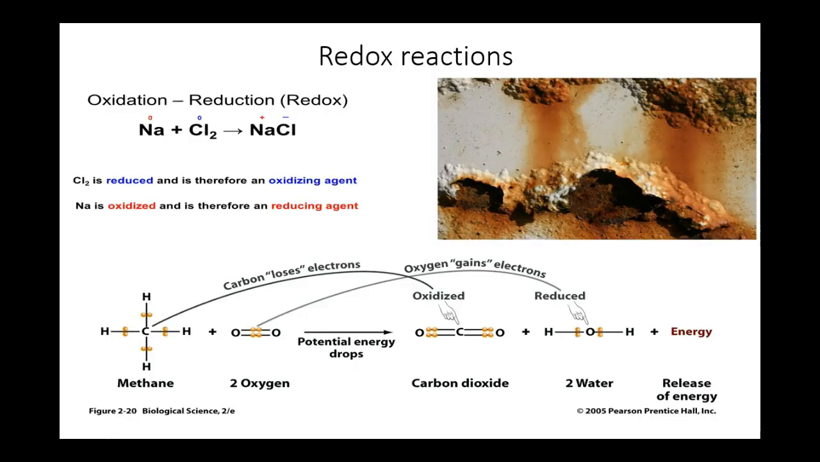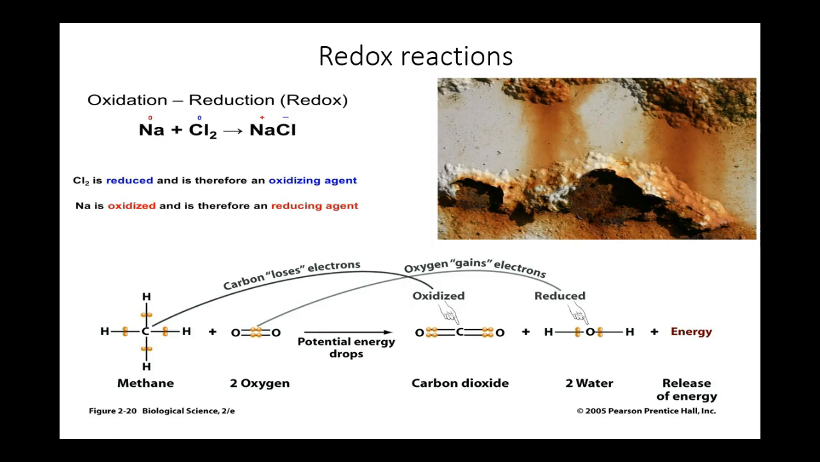More about the oxidation reduction reactions. The picture on the right is rust. That's a redox reaction. Remember, that's one that is spontaneous, although very slow. And then you have an ionic oxidation reduction reaction, whereas most of the time our organic molecules are going to be covalent. But in this hydrogen chloride, the chloride is reduced, therefore it is an oxidizing agent. The sodium is oxidized, therefore a reducing agent.